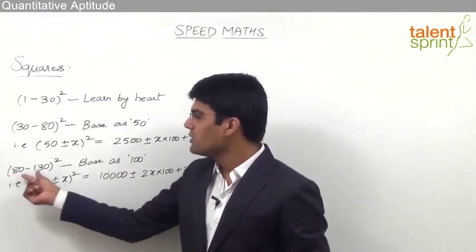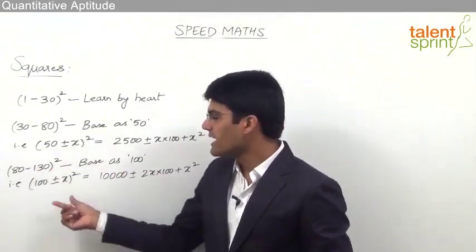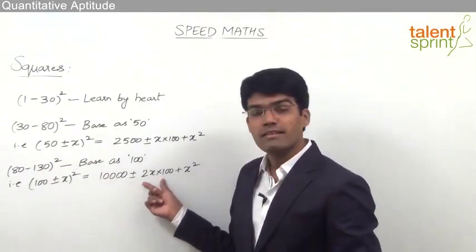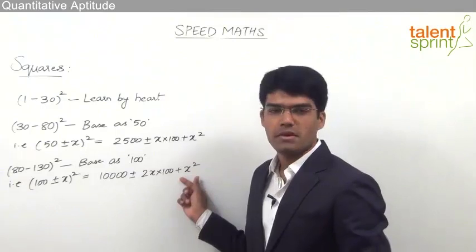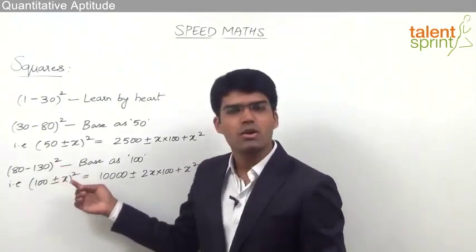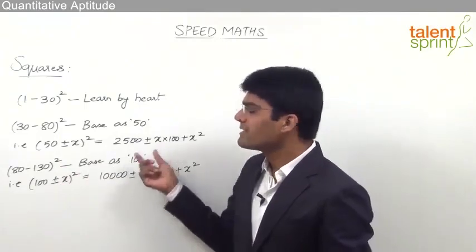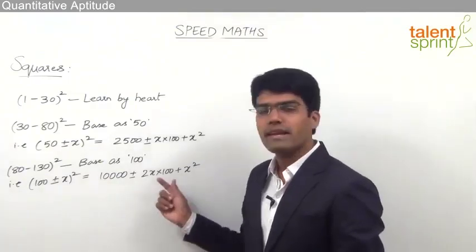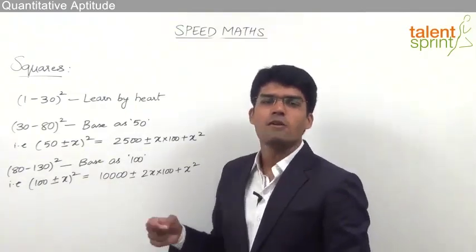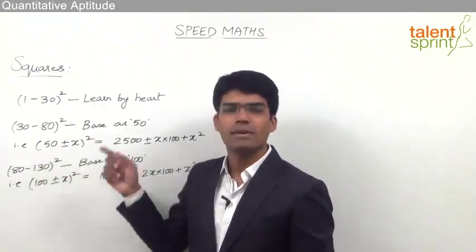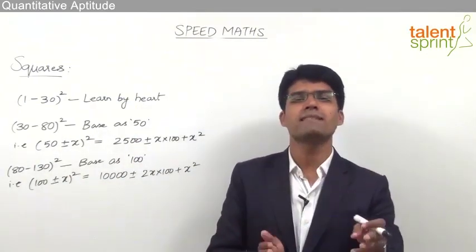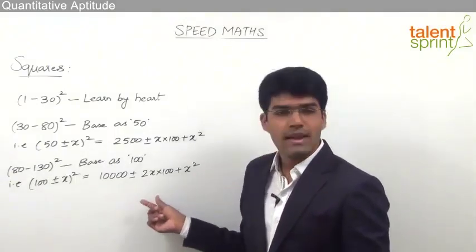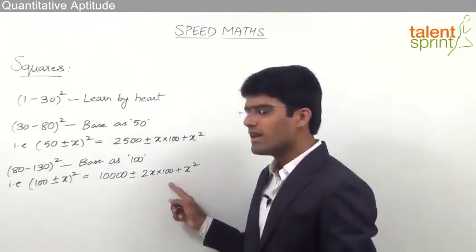And for anything from 80 to 130, the base should be considered as 100. So that becomes 100 plus or minus x whole square. So the first term will be 10,000. The second term will be plus or minus 2x into 100, plus x square. And likewise, if you have to find out squares of numbers more than 130, what we can do there is consider the base as 150. So you just try to write 150 plus or minus x whole square and understand what the three terms will be. For example, 144 square is beyond 130. So that should be taken as 150 minus 6 whole square. So again, the first term will be 150 square, that is 22,500, plus or minus 3x into 100, and plus x square.